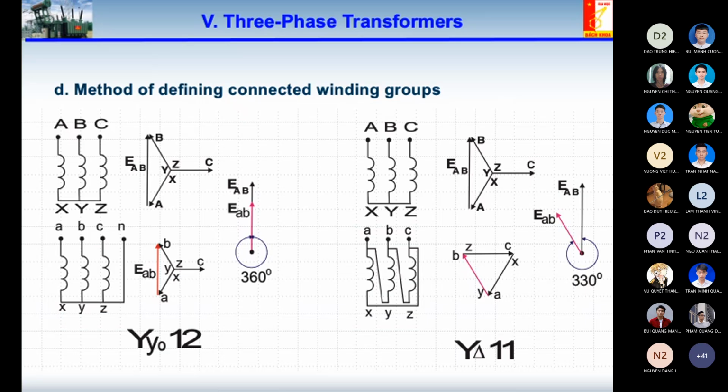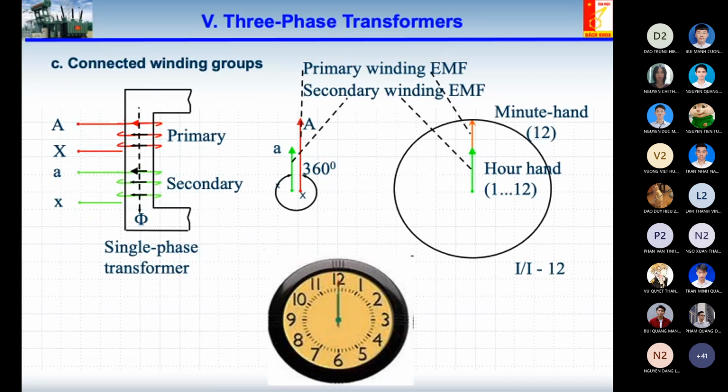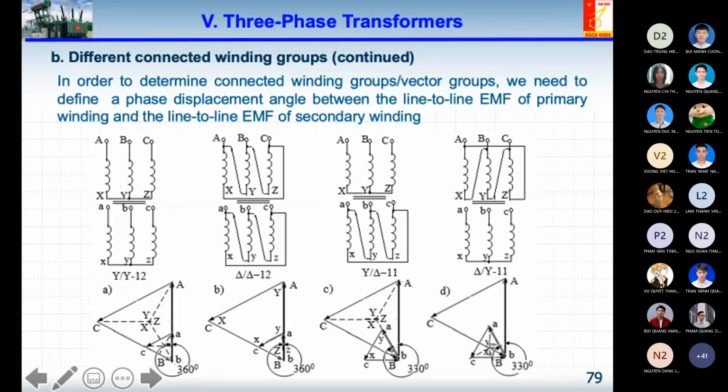Let me come back to here. You can see the concept here. In order to determine the connected winding or vector group, depending on the type of textbook, we need to define the phase angle between the line-to-line electromagnetic force of the primary winding and the secondary winding of the transformer.